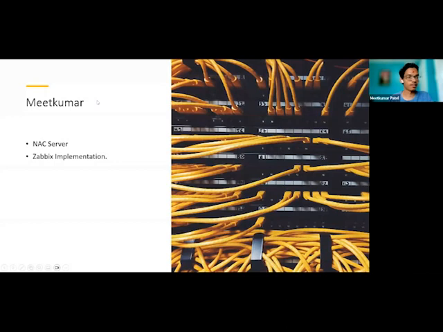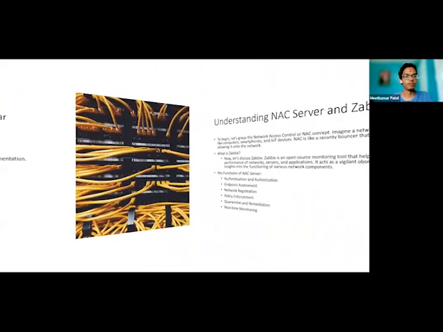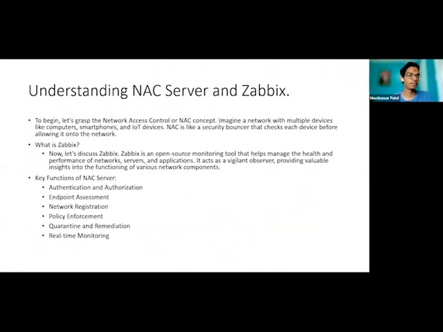Moving on, next is the NAC server and the Zabbix implementation. So we used Zabbix for our NAC systems. First, we'll try to understand what is NAC server and Zabbix and the key functions of it. So firstly, NAC is network access control. Imagine you have a network with multiple devices like computers and IoT devices. So NAC is like a security bouncer that checks each device before allowing it onto the network, or like a gatekeeper, you can say. And what is Zabbix?